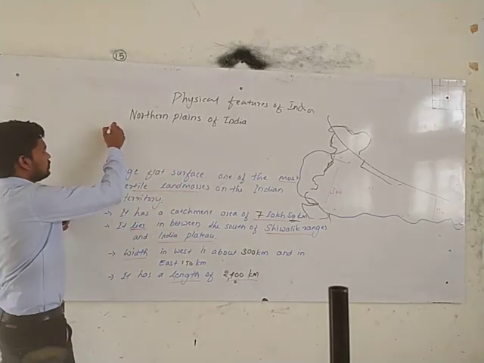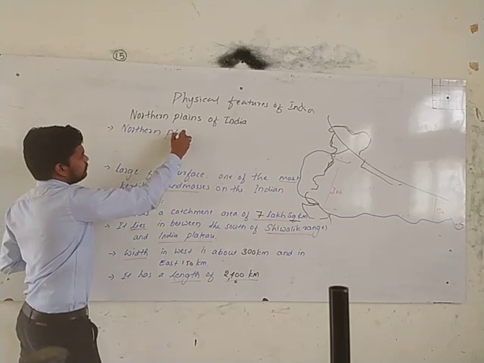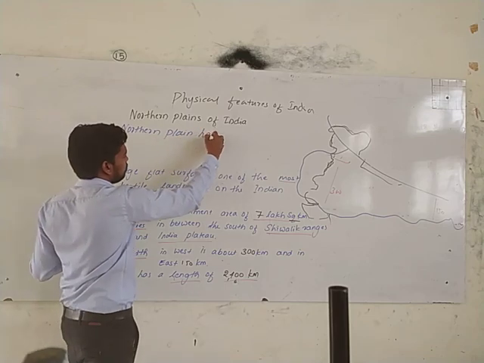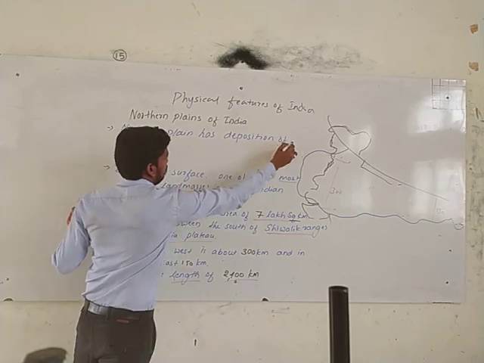The northern plain has deposition of alluvial soil.